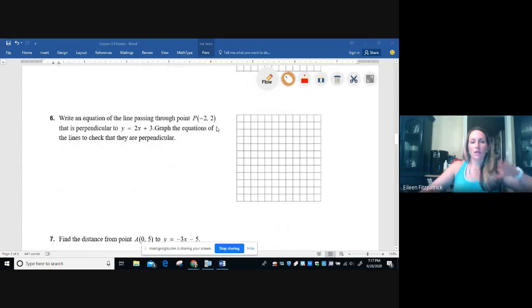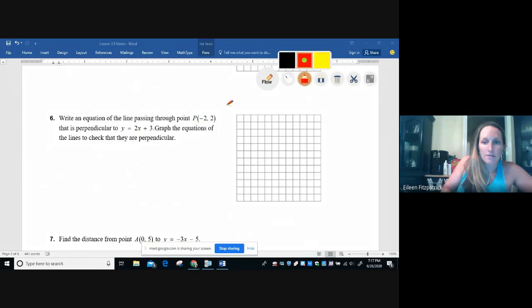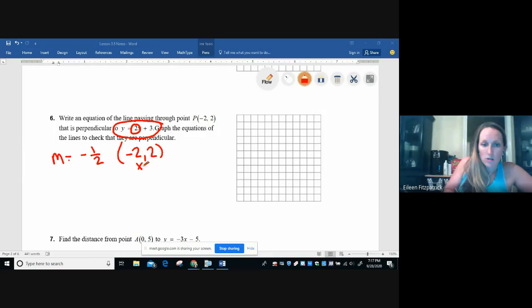Write an equation of a line passing through the point -2, 2 that's perpendicular. So this is similar, all right? But if your line is perpendicular to this line, that means you're going to take the slope and then use the opposite reciprocal. So your slope is going to be -1/2. So that's your slope. Your point, remember your x and your y are -2 and 2. You don't know your b.